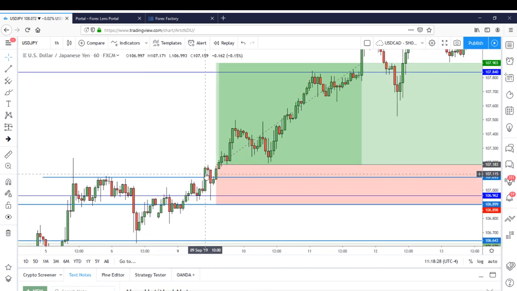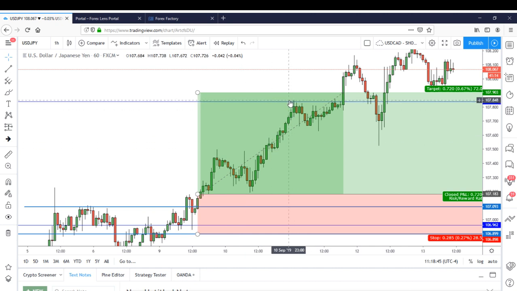Our criteria was a close above, which we got, a retest with these red candles, and a rejection with this green candle right here. And the next bearish candle was our confirmation candle, at which point we entered right around 107.184. And we went all the way to our final take profit at 107.836. So a 70 pip move grabbed, and honestly it was a smooth trade.